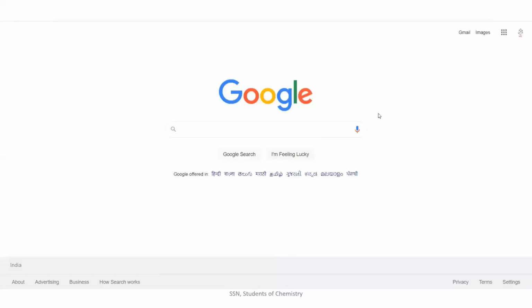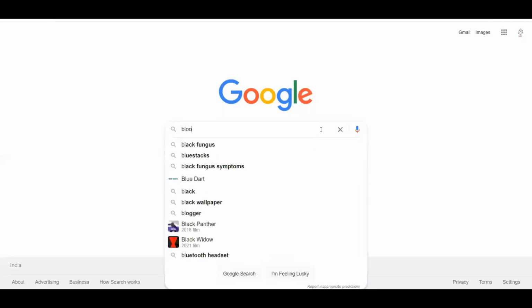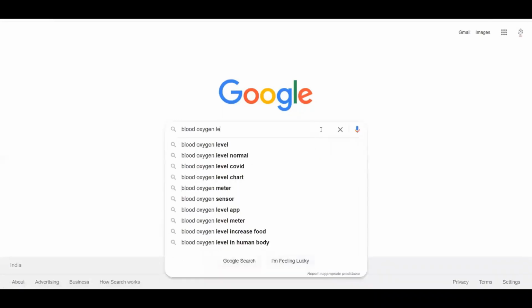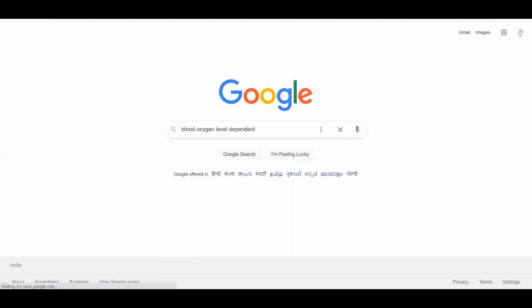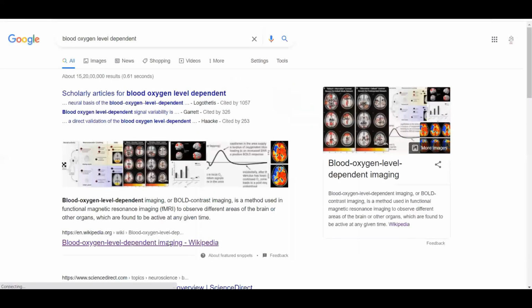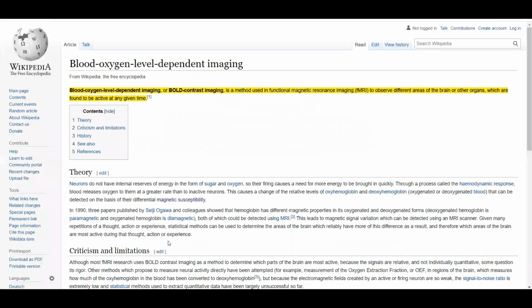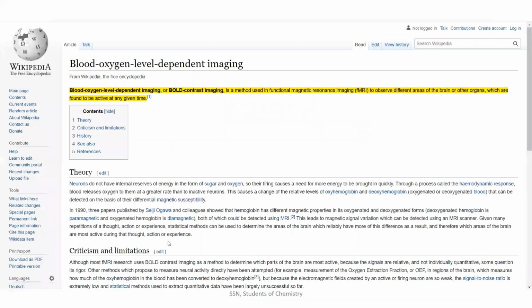If I Google the word BOLD, or blood oxygen level dependent, on the web and choose the Wikipedia page, it says that blood oxygen level dependent imaging is used to image the different areas of the brain or some other organs by differentiating the oxygenated hemoglobin's magnetic character and the deoxygenated hemoglobin's magnetic character.